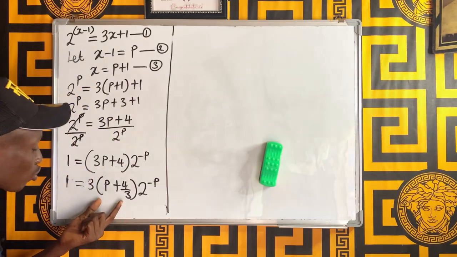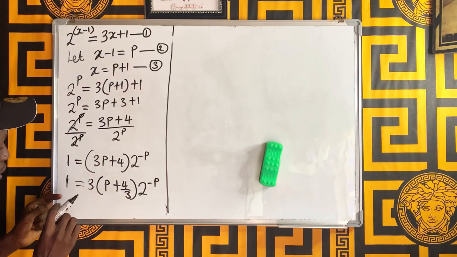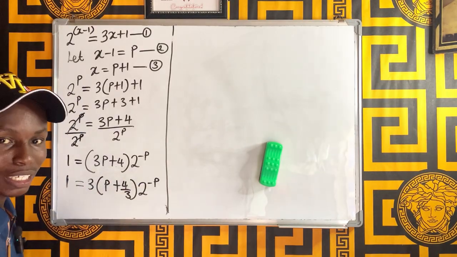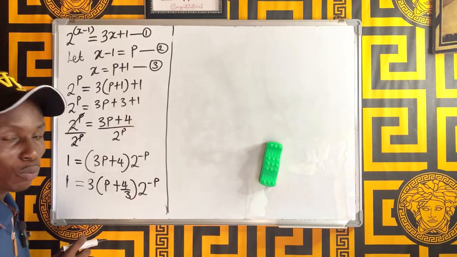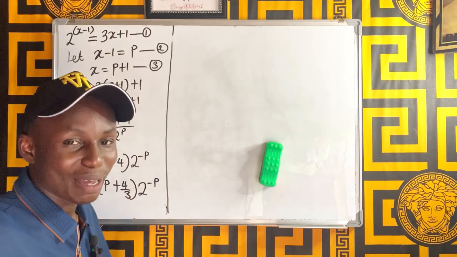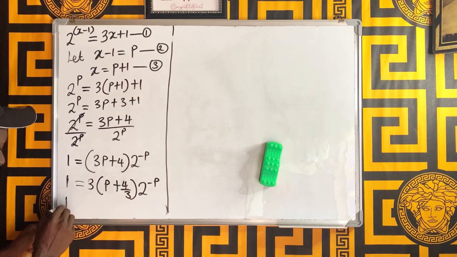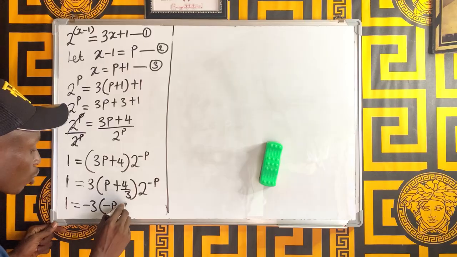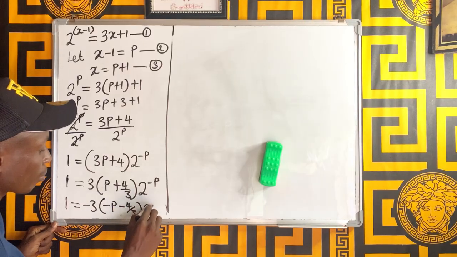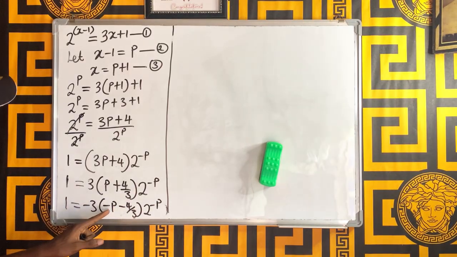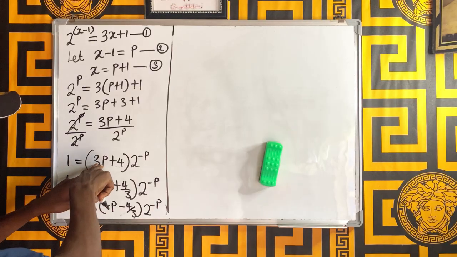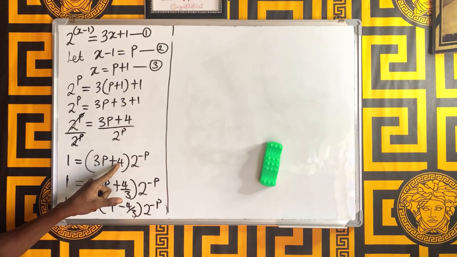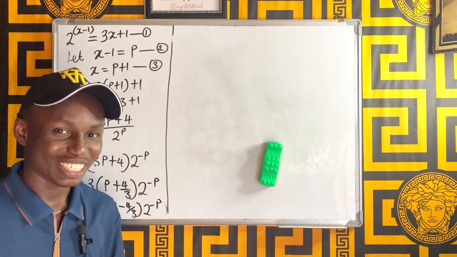Now, at this point, what you're going to do is to look out. Now we are making p the unity, but the p here is minus p. So I want this p to be minus p. What I'm going to do, I can also apply manipulation, right? So that means 1 is equal to minus 3 into minus p plus minus 4 divided by 3, then multiply by 2 raised to minus p. Because minus 3 times minus p will give us 3p, which takes us back to the main thing we have here. Minus 3 times minus 4 divided by 3 will give us 4, because minus times minus is plus. What an interesting question, right?